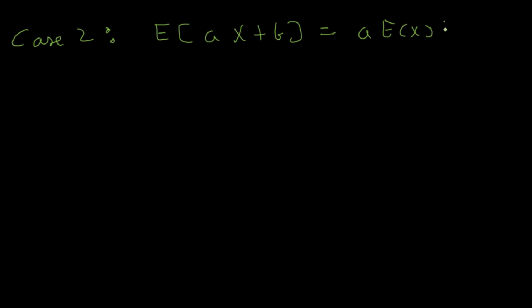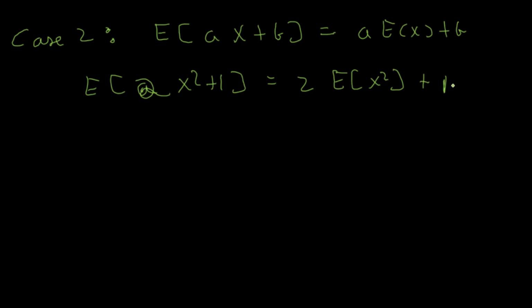Now let us take case 2. In case 2, I'll use the formula or property number 1. So the property 1 was expectation of a times x plus b is equal to a times expectation of x plus b. Here we have to calculate expectation of 2x square plus 1. Now since 2 is constant, I will take it out, expectation of x square plus 1.